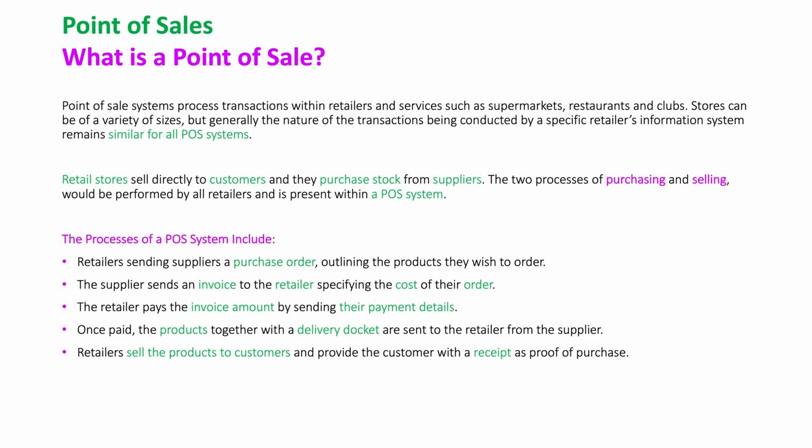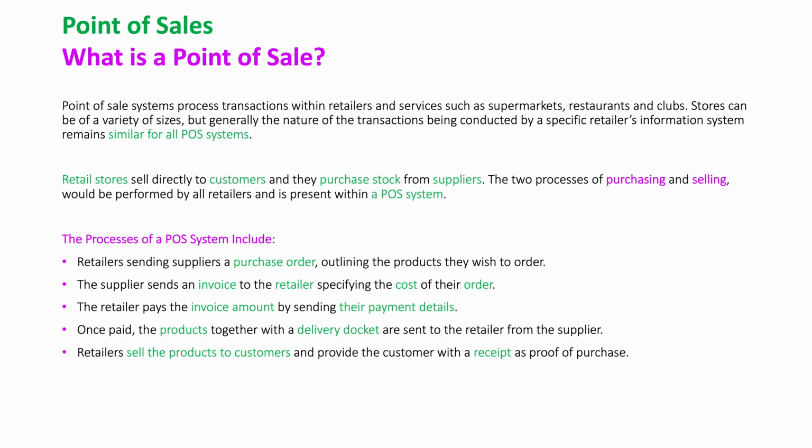They are all doing the same thing, no matter whether you are in a supermarket, a small store, a cafe, a restaurant, a club, whatever. The same kind of process is taking place, managing inventory and allowing customers to pay. So retail stores sell directly to customers and they purchase stock from suppliers. These two processes of purchasing and selling would be performed by all retailers and are present within the specific point of sale system. And that's what we're going to try and illustrate today.